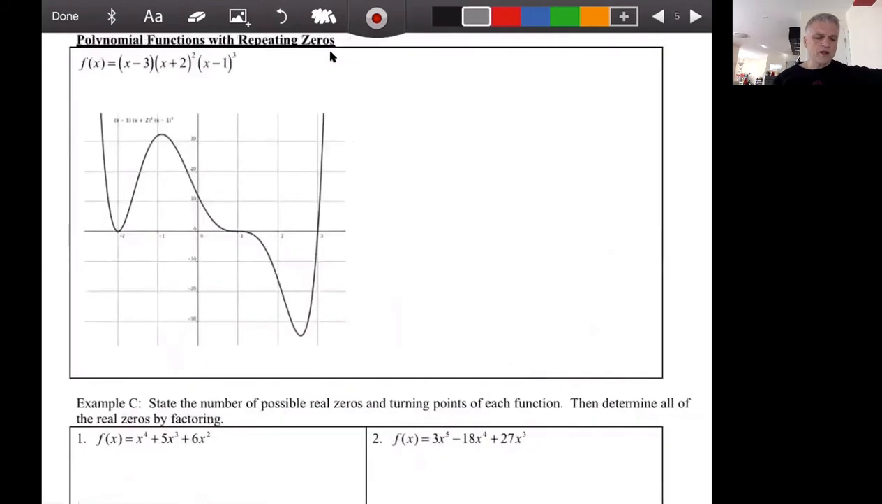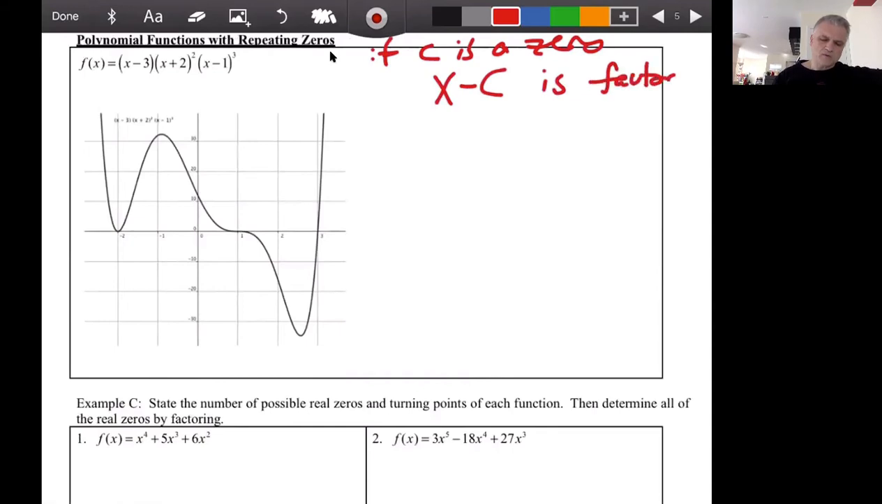Okay. Moving along here. We got this pretty function right here. Okay. So just to reemphasize what we've looked at, we talked about if C is a 0, then x minus C is a factor. Okay, so look at these factors.